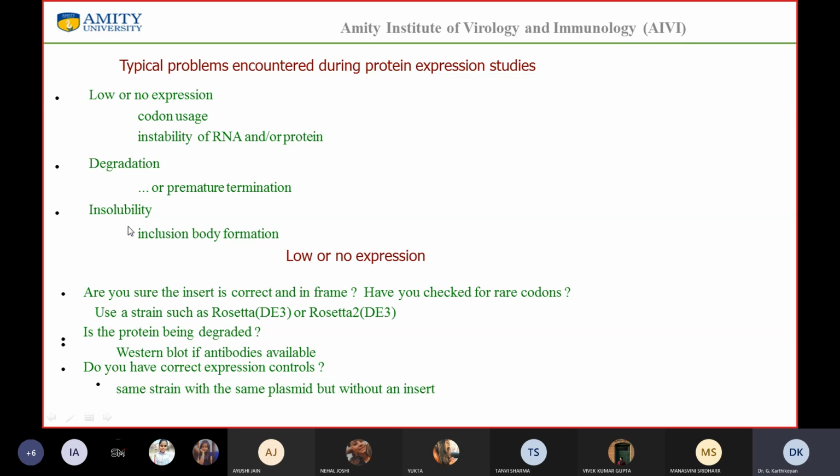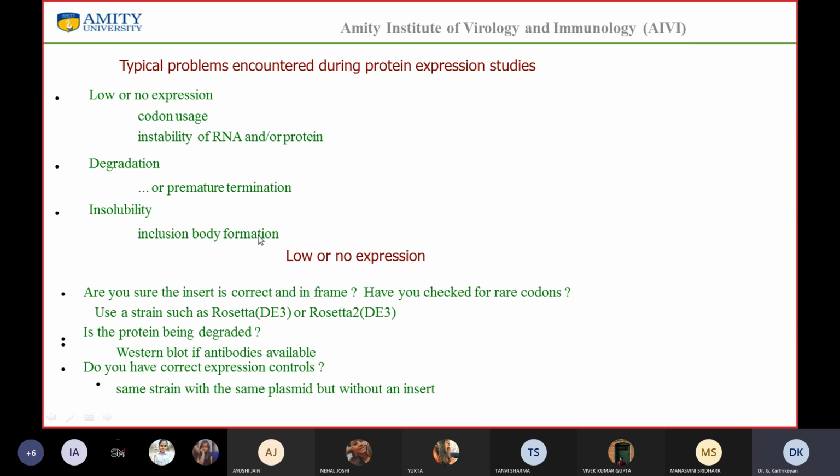Okay, many a times people realize that no matter what you use, you may not get a functional protein. And when you don't have a functional protein, it is of no use. So they may end up expressing it either in yeast or in other expression systems.